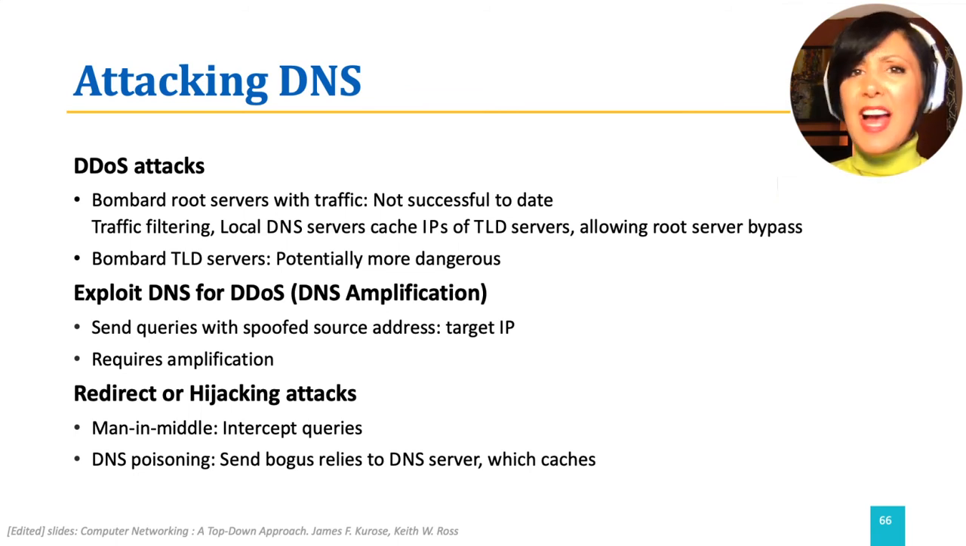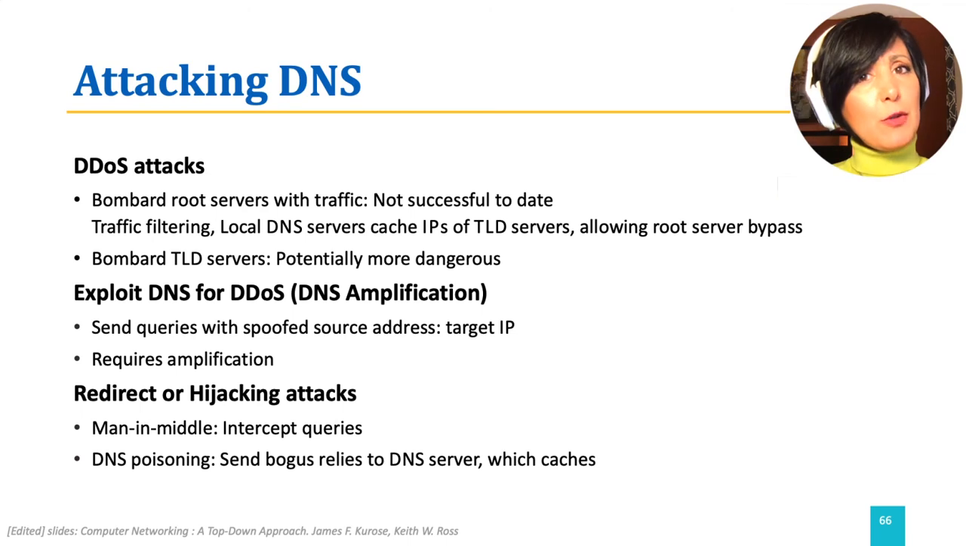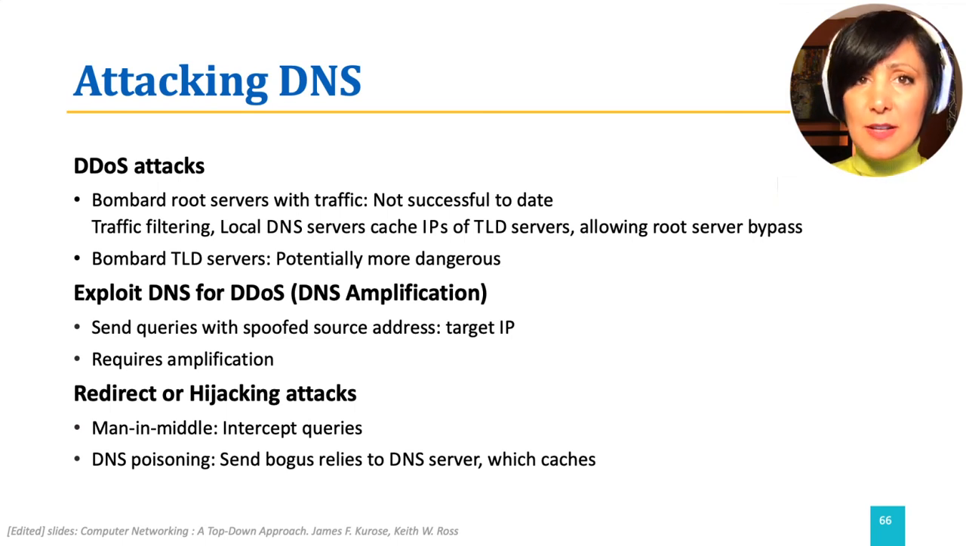Such attacks have not been very successful against root servers. That is due to traffic filtering at the root servers and local DNSs caching TLD servers, which still keep the service up with local servers still being able to contact TLD servers. Targeting TLD servers might be more effective for DDoS attacks, since TLD servers perform less packet filtering. However, caching at the local DNS servers still helps mitigate the effects of the attack.